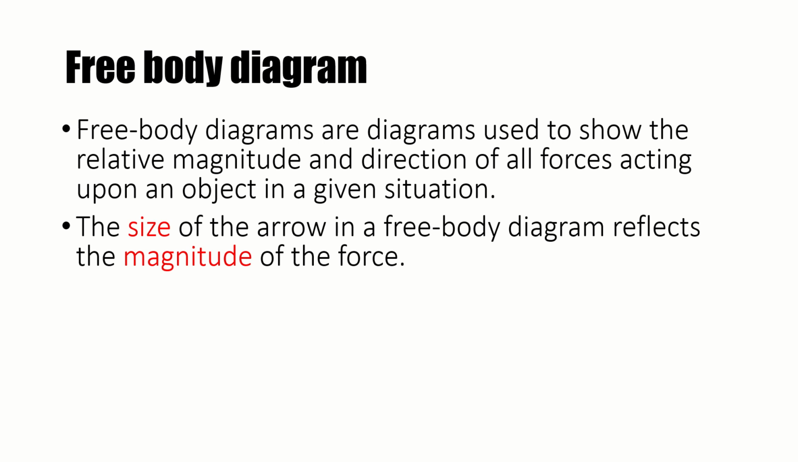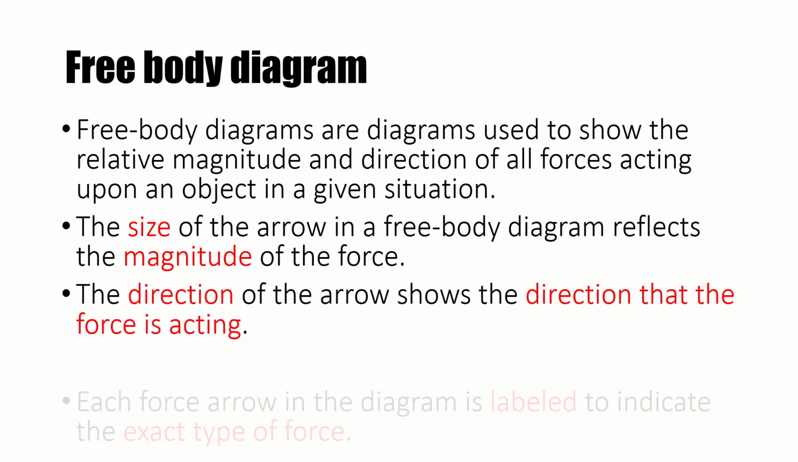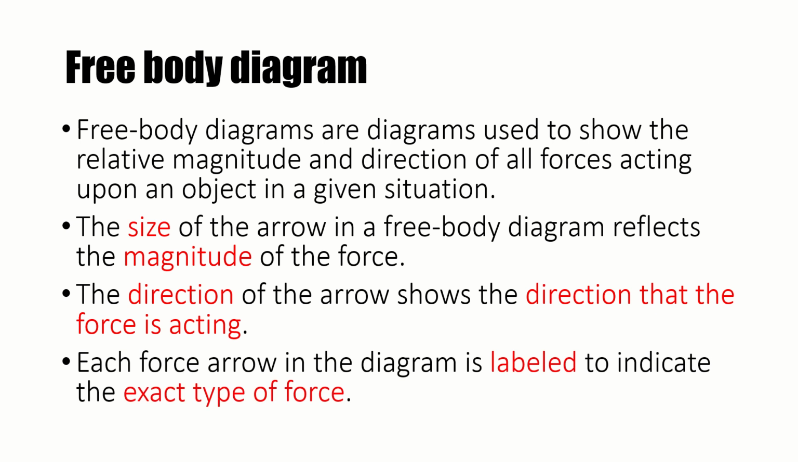The size of the arrow in a free body diagram reflects the magnitude of the force, and the direction of the arrow shows the direction that the force is acting, and each force in the diagram is labeled to indicate that exact type of force. So you can see here, itong tatlong ito po, yan yung pinaka prerequisite in making a free body diagram. The size, the magnitude, the direction, and then you have to label them. If you don't follow this one, it cannot be considered a free body diagram. At the same time, it's like vector addition in a sense because you're going to show kung ano yung lalabas na final na free body diagram niya with respect to the consequences of the forces present.